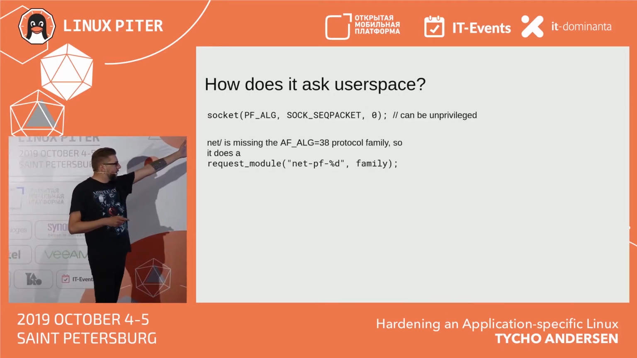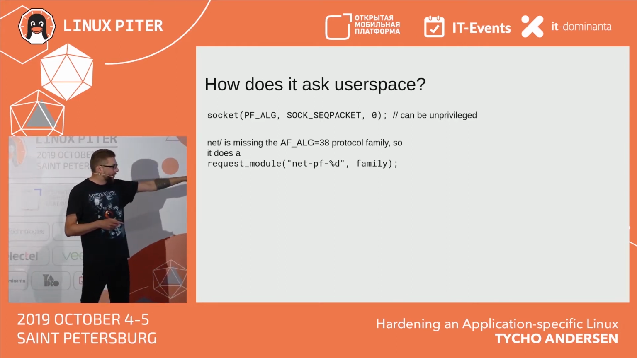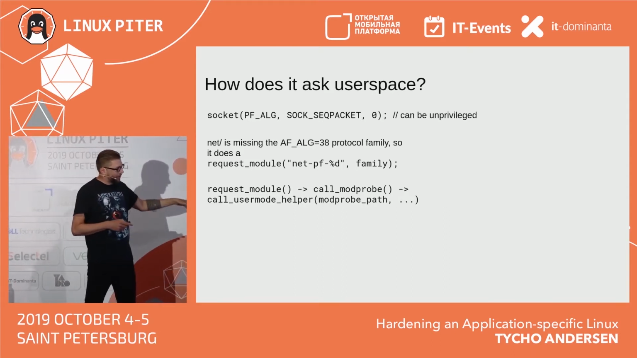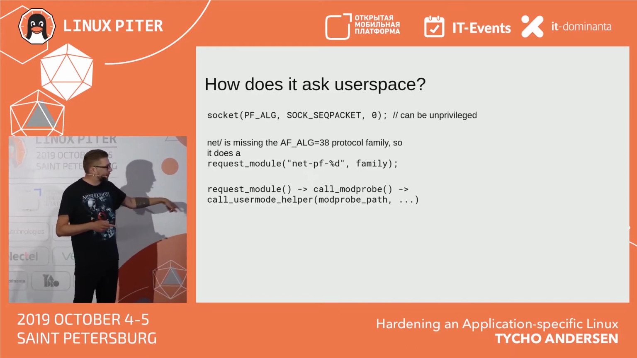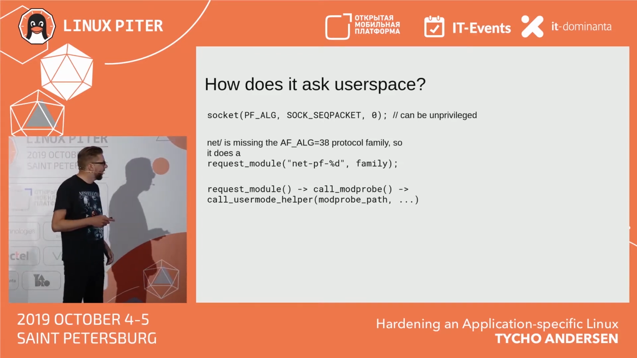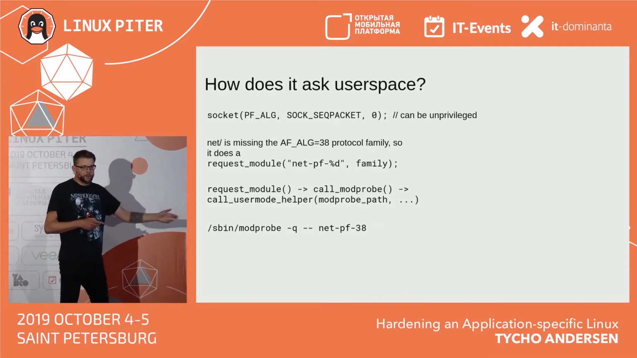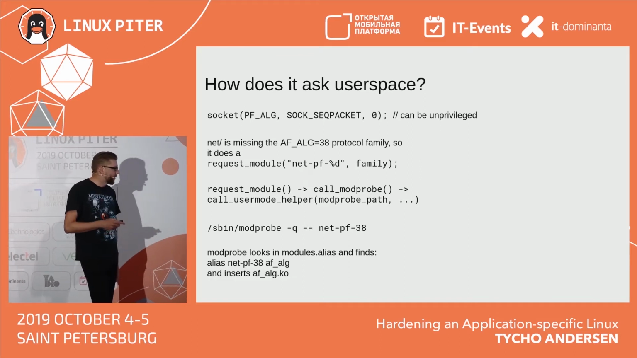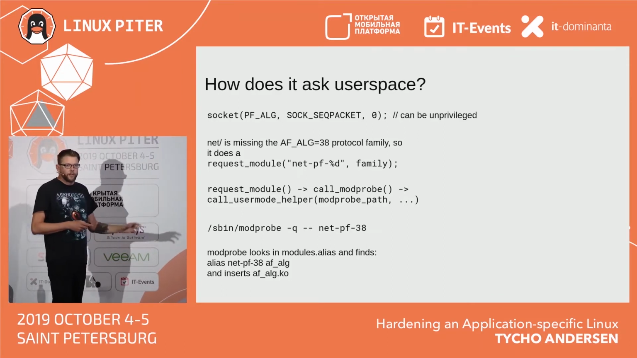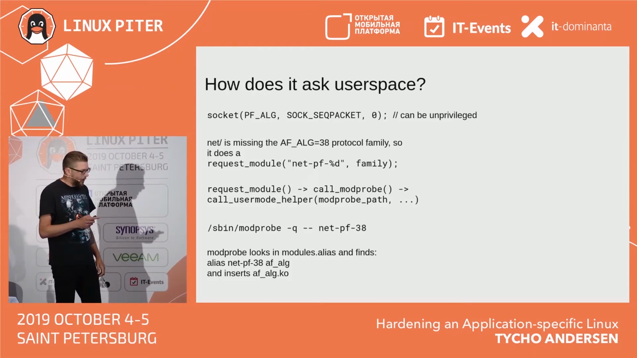So when you do this, if the module hasn't been loaded, net will realize, oh hey, I need protocol number 38. So in the kernel, it calls the request_module function. That goes to a call_modprobe function, which does this call_usermodehelper thing with the modprobe path, and then that actually executes the modprobe binary in user space and says, hey, find this thing, and then modprobe looks in the module aliases and figures it out and loads the right module into the kernel. So that's just an example of how this would work.